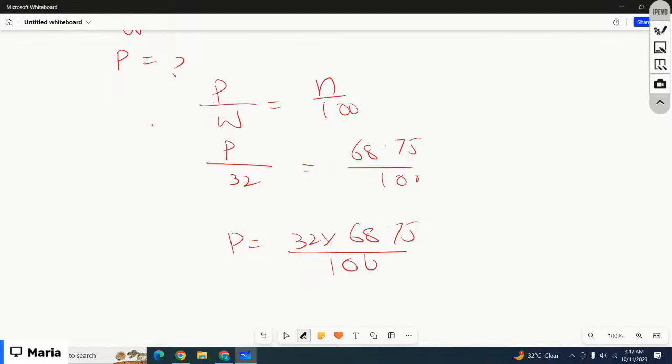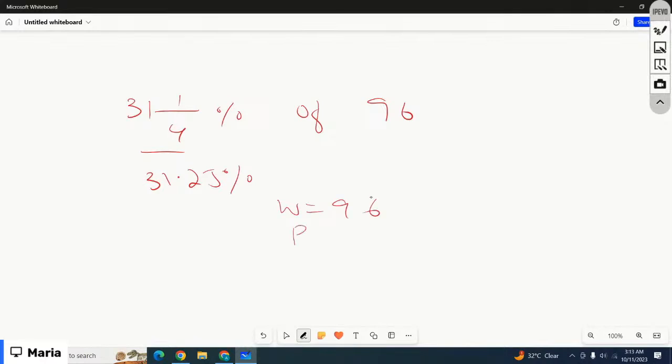The correct option is 22. That means 68.75% of 32 is 22, right? That means 68.75% of 32 is 22, right? Let's just do another example.